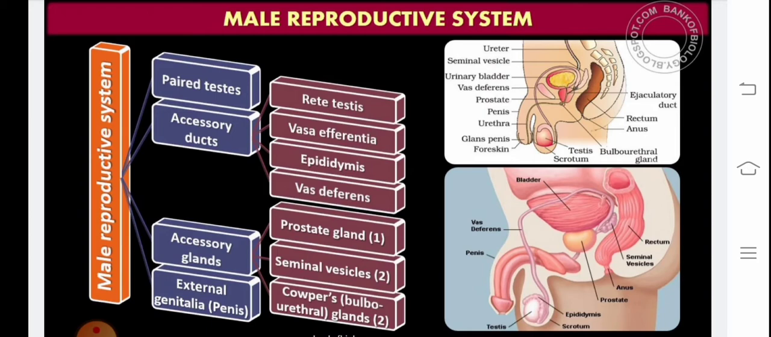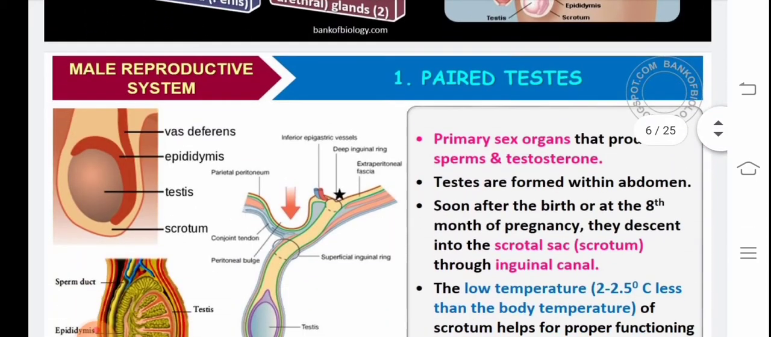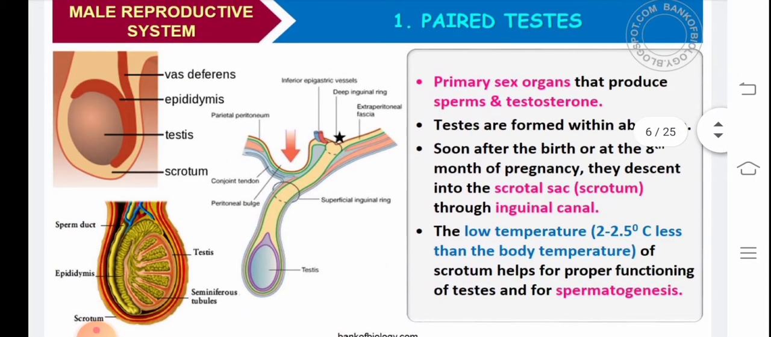Now we'll study about testes. Okay. So the testes, they occur in pairs. They produce sperms, that is why they are known as primary sex organ in case of human males. They also produce a male hormone called testosterone. And what is the function of this hormone? So this is the hormone which is responsible for all secondary sexual characters in a male.